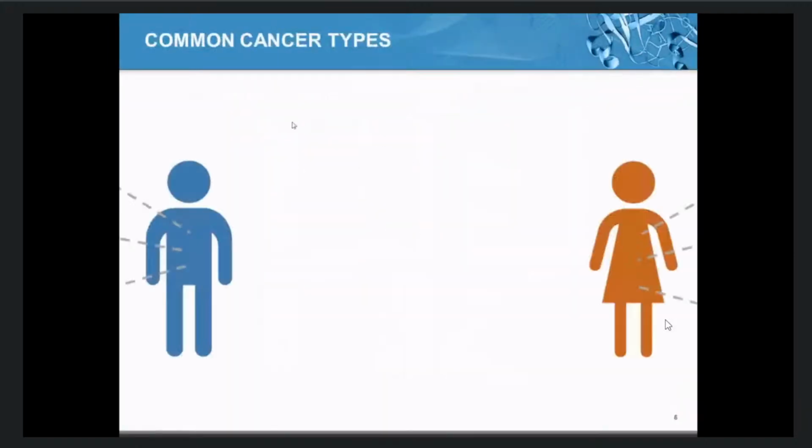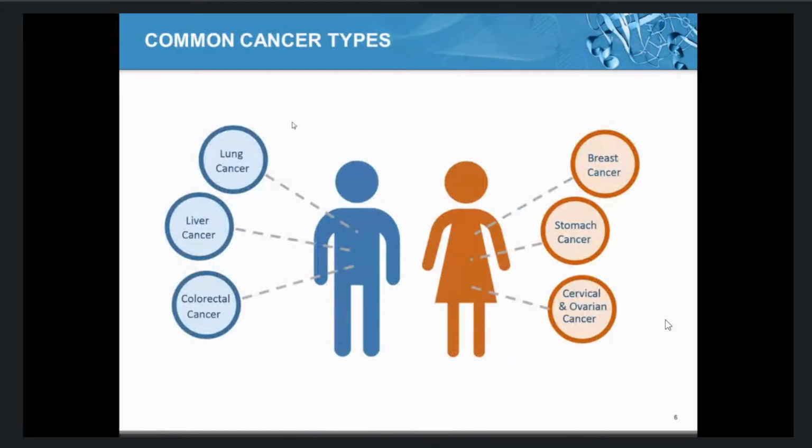Let's talk about the common types of cancer that we usually get. As I told, lung, liver, colorectal, breast, stomach, and cervical, taken across Asia as a whole. In the case of men, it is lung cancer. But if you talk specifically about India and some other countries, it is predominantly prostate cancer. For the whole of Asia, lung cancer is the predominantly occurring one.